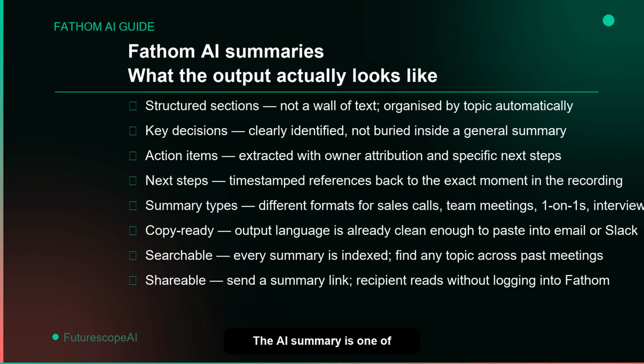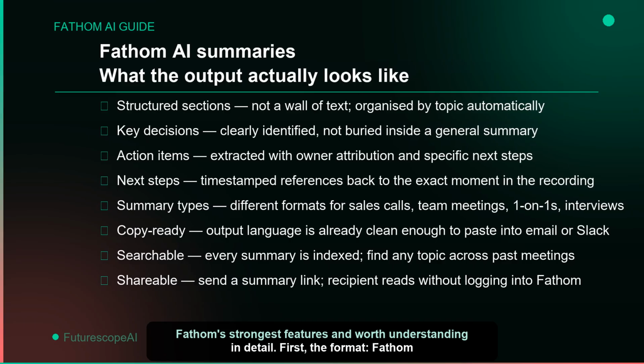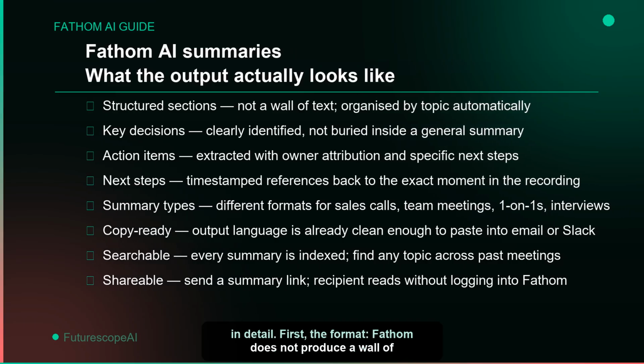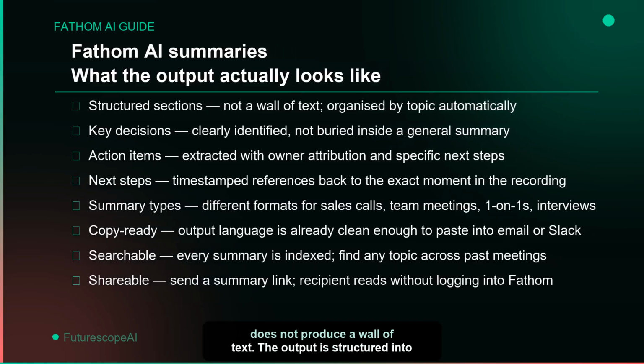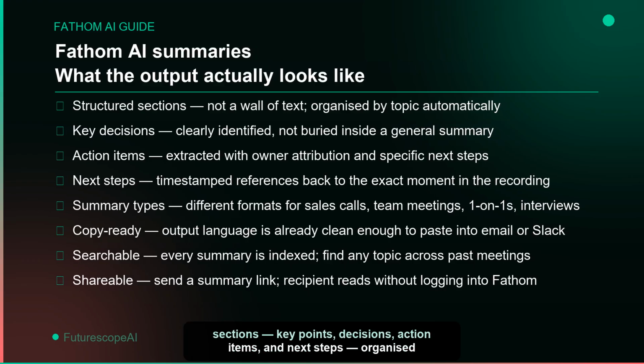The AI summary is one of Fathom's strongest features and worth understanding in detail. First, the format. Fathom does not produce a wall of text. The output is structured into sections, key points, decisions, action items, and next steps organized automatically based on meeting content. Key decisions are clearly surfaced rather than buried inside a general narrative. Action items are extracted with owner attribution. Fathom identifies who committed to what.